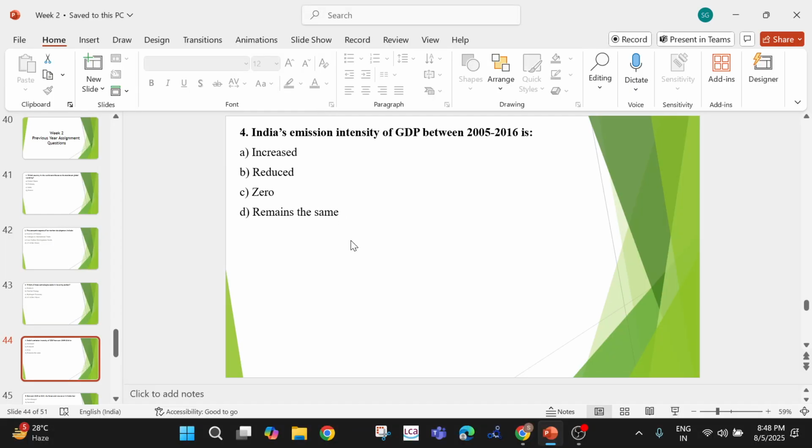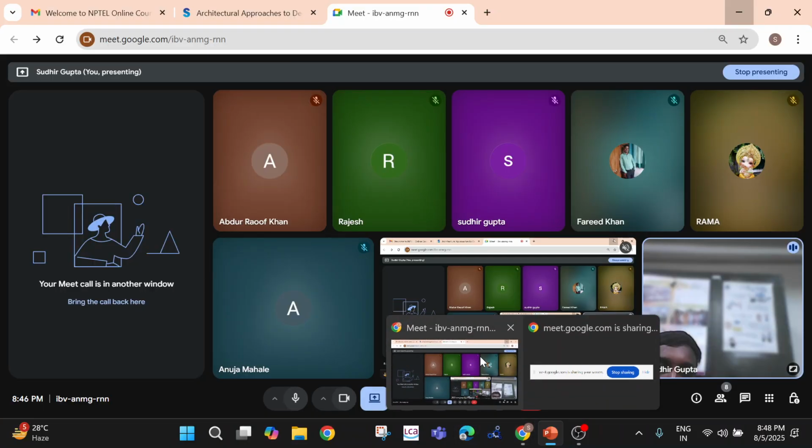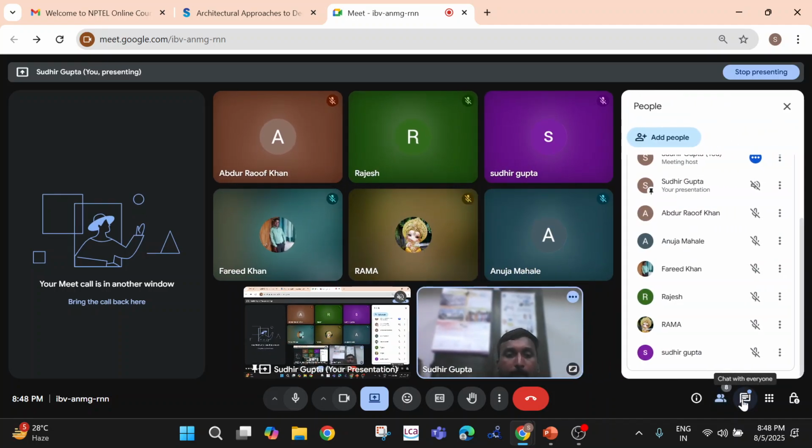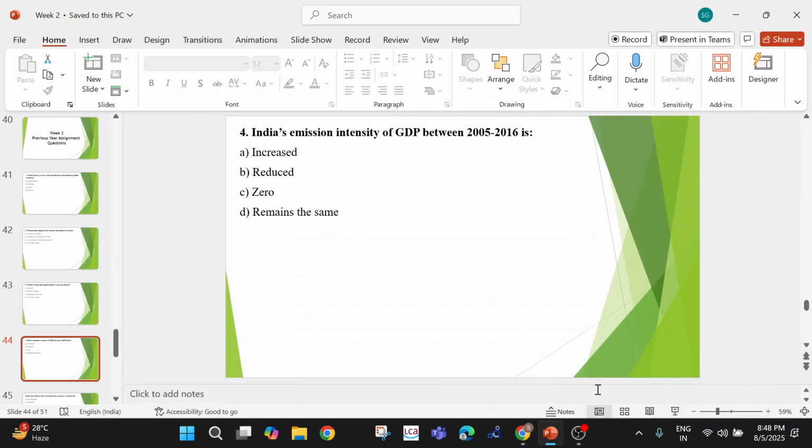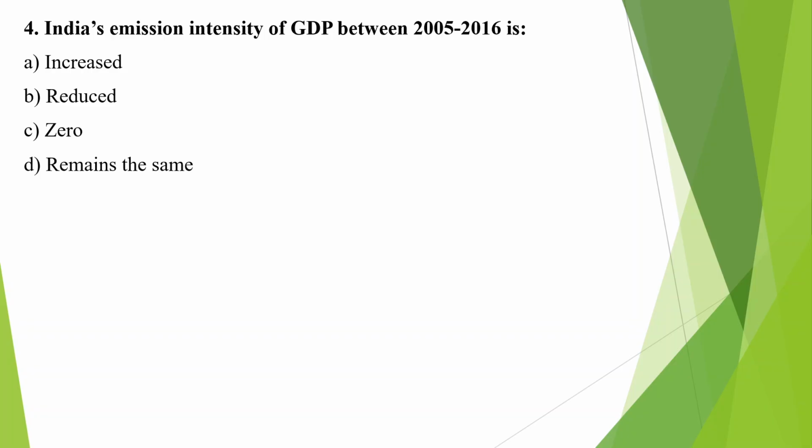So out of all the answers that I have received for this particular question number 4, I can say only Farid has given the correct answer. Rest of you have opted option A, that is incorrect, because try to understand the question. It is asking India's emission intensity, considering 2005 as a base case, from 2005 to 2016, whether it has increased, reduced, zero, or remains the same.